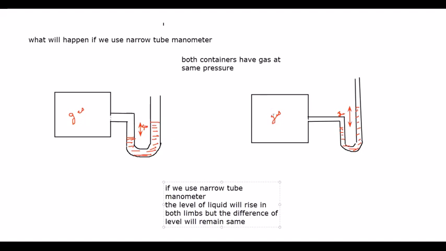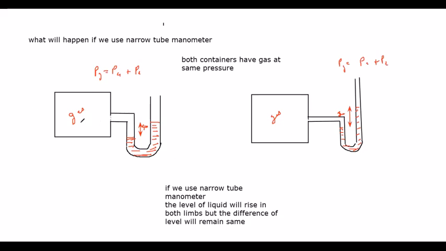So the liquid which we can use is mercury, water, or alcohol. But if we use a narrow tube manometer, the pressure of the gas is not changing. So the equation here: the pressure of the gas equals the pressure of the atmosphere plus the pressure due to the liquid. Here also, the pressure of the gas equals the pressure of the atmosphere plus the pressure difference due to the liquid.